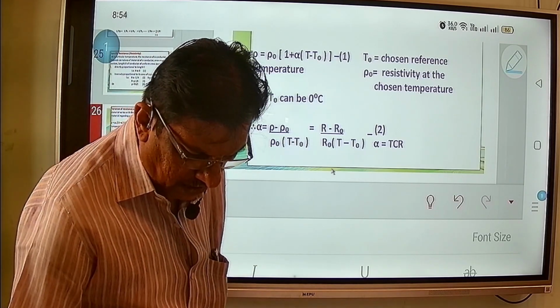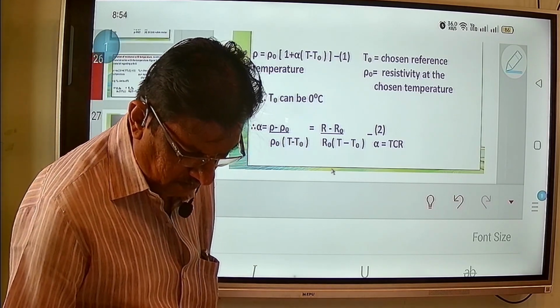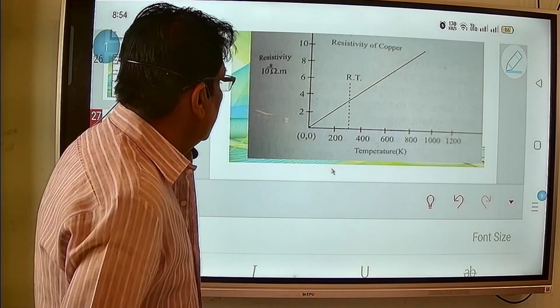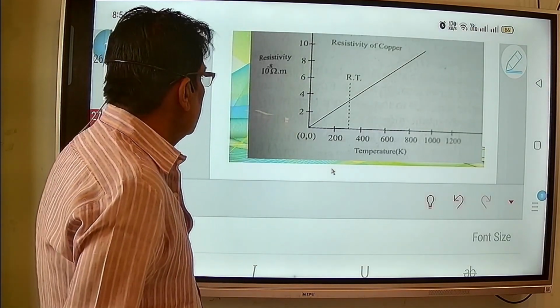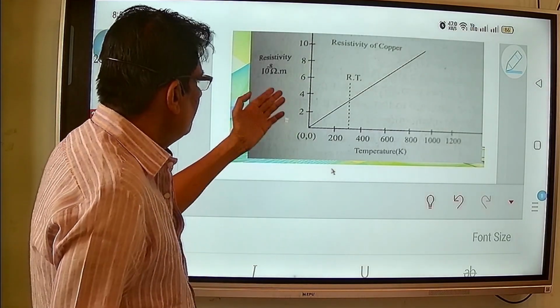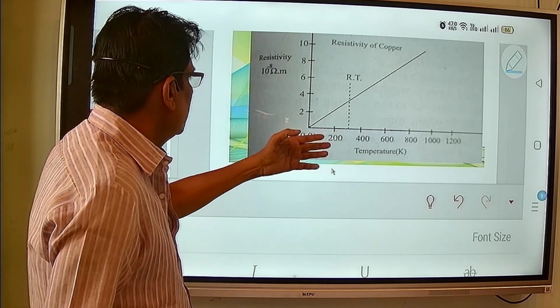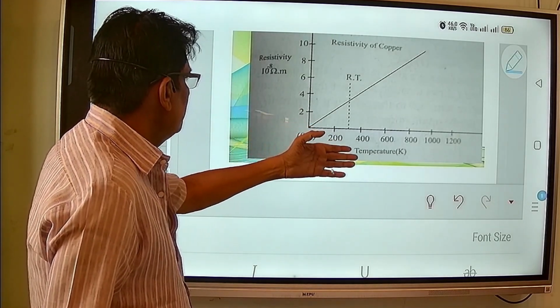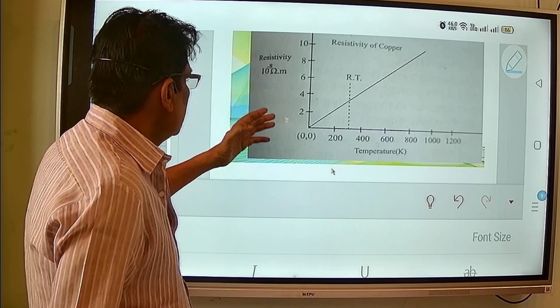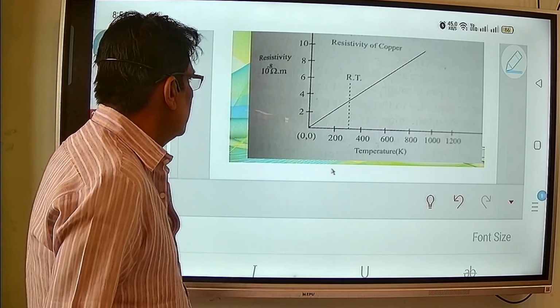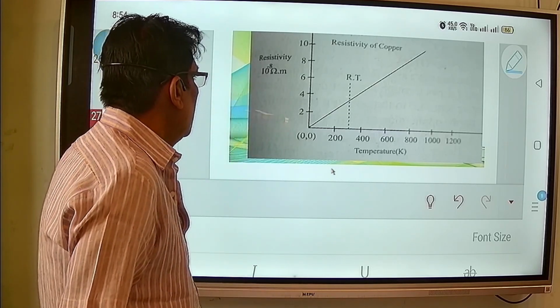So this is how we have come to the conclusion. Now the graph for this will be like this only. They have taken the temperature on the x-axis and the resistivity value on the y-axis.